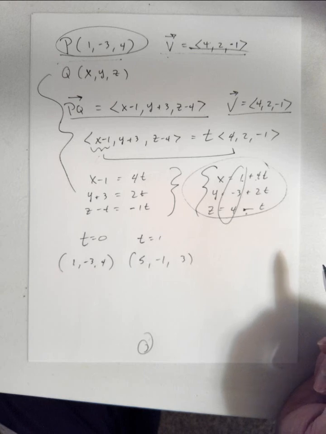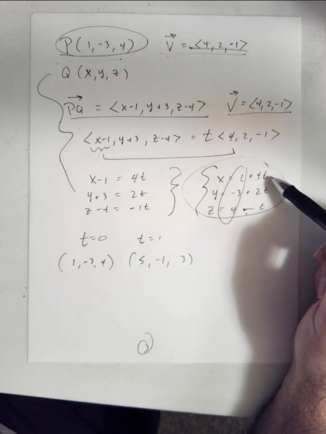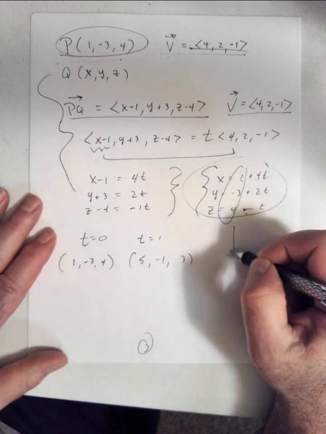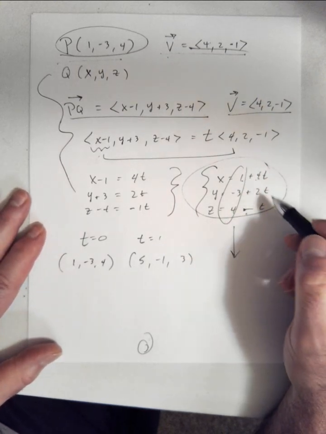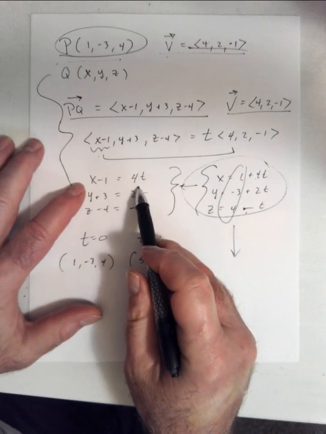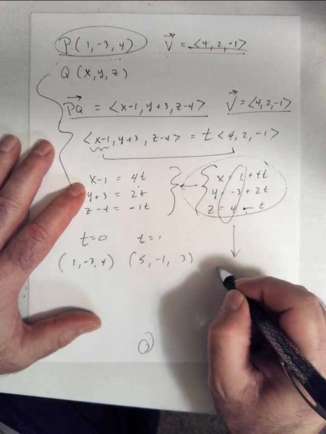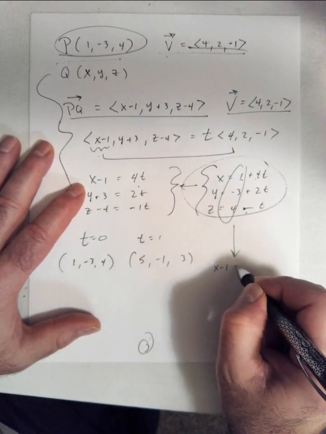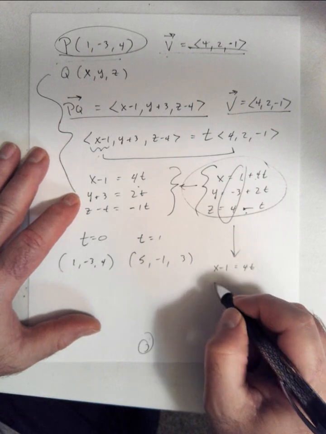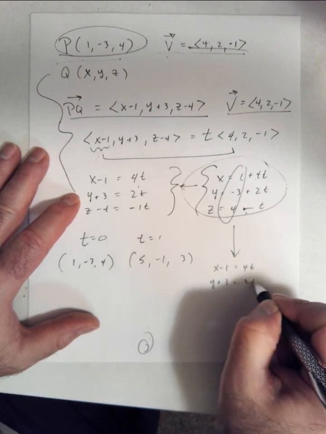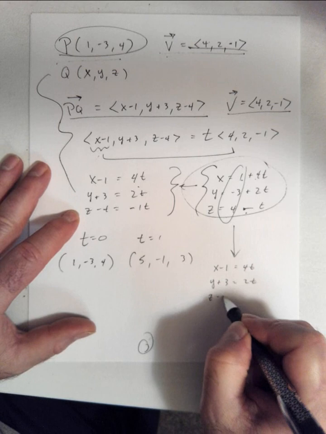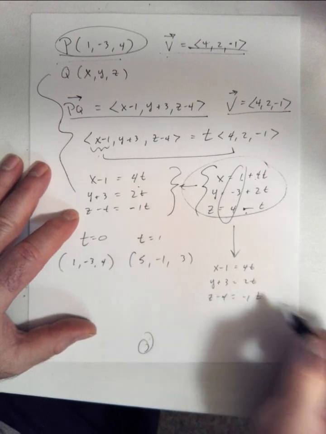Okay, if we eliminate the parameter here, basically what we're going to do is go to this, isolate the parameter, so we get x minus 1 equals 4t, y plus 3 equals 2t, and z minus 4 equals negative 1t.